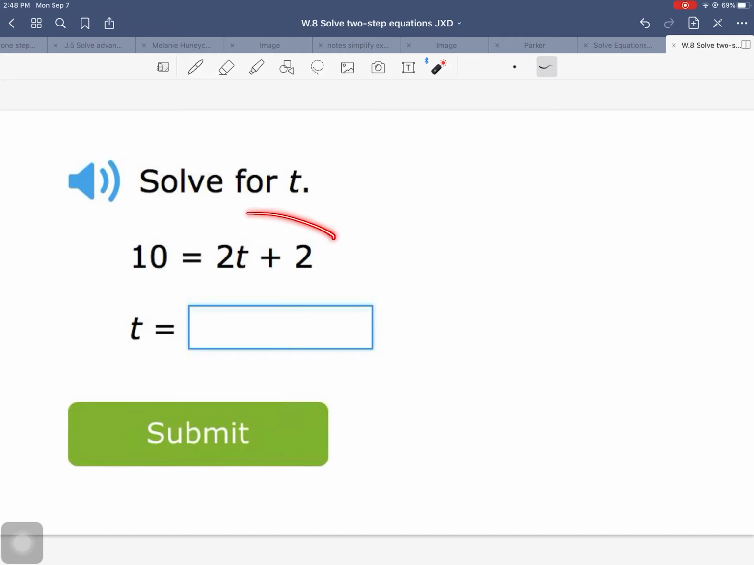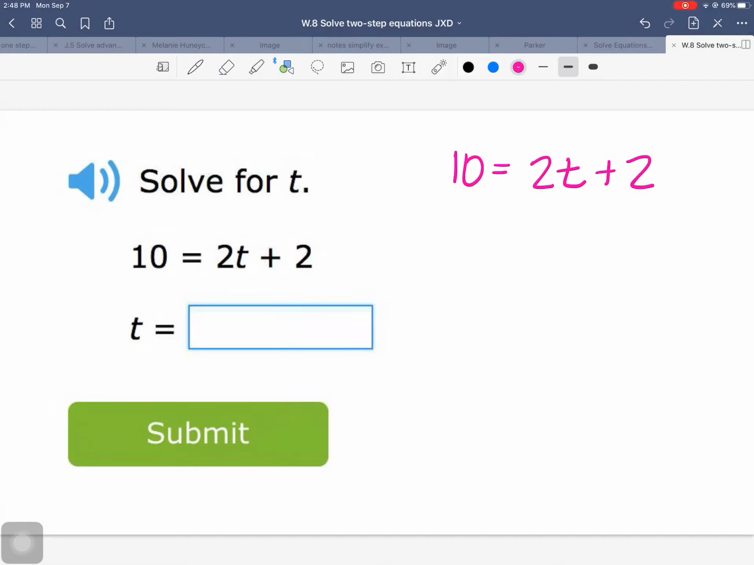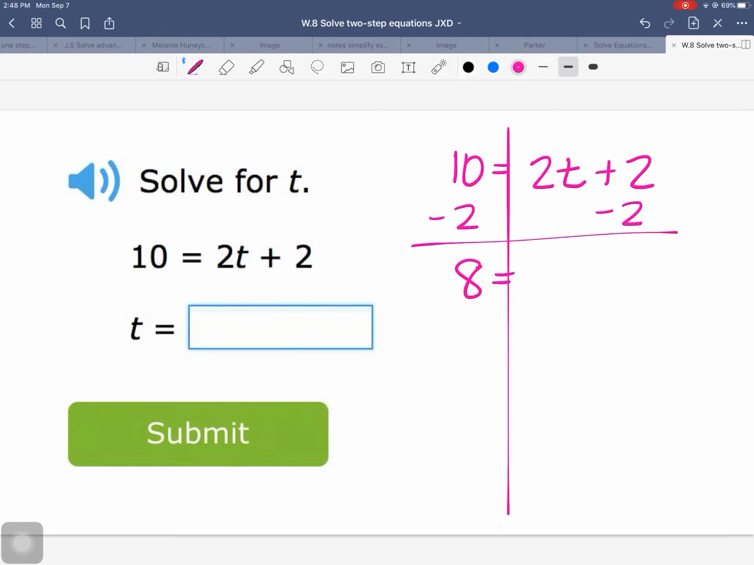Okay, so here we have 3 terms. Let me write this down. 10 is equal to 2t plus 2. All right, so it's almost the opposite of inverse operation because we need to move the 2 first, the plus 2. We're going to subtract 2, and I'm left with 8 is equal to 2t. Now I'm going to divide by 2. T is equal to 4.